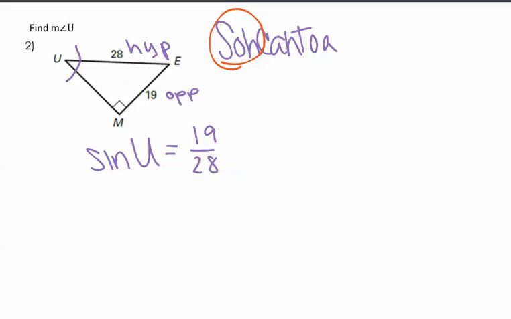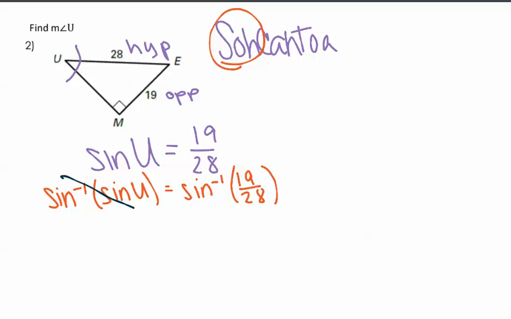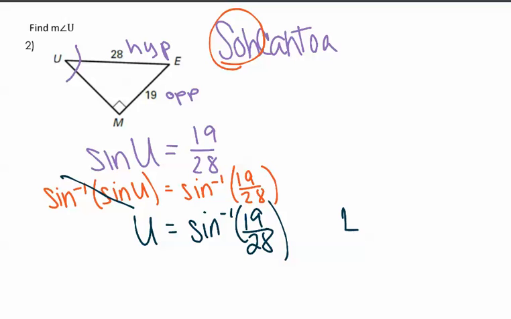Now we've got to undo that sine, so we're going to do the inverse sine on each side. Remember, inverse sine is just undoing the regular sine function. So these are going to cancel out and leave us with just U equals the inverse sine of 19 over 28. Again, that inverse sine, that sine with a -1 exponent, you're going to have to press the second function on your calculator and then do 19 divided by 28. You're solving for an angle measure here. So our angle measure is going to end up being 42.7 degrees.